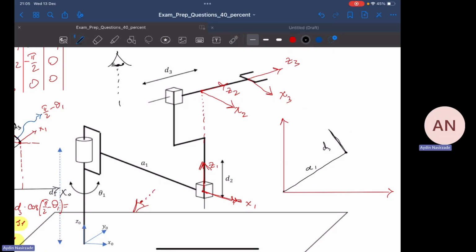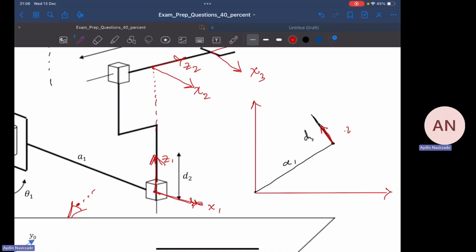All right. But what I'm looking for is Z2, right? Where is Z2? Z2 is along this length, right? That's why Z2 can be drawn here as a vector. This is a vector Z2. And what I'm looking for is its components, its projections along X, along Y, and along Z. Okay, now let's try to do it.